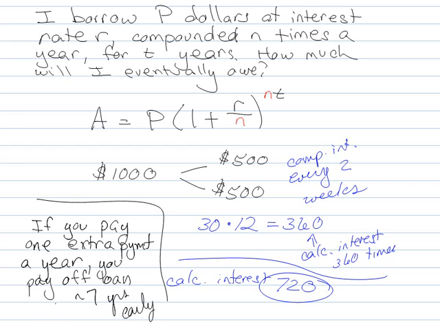7 years early, and you can save tens of thousands of dollars on that. The sooner you pay off your mortgage, the better it is, right? Because the sooner you pay it off, this number, that 360, will go down. The faster you can get that number down, the faster you're going to pay off your mortgage.